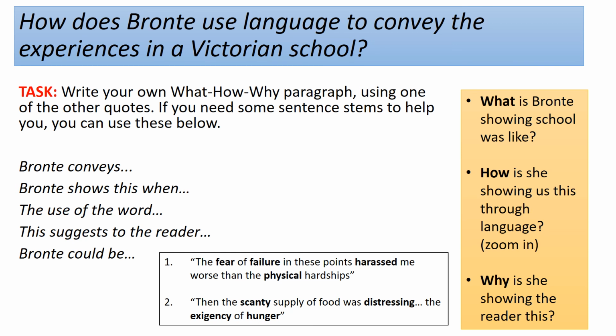Try to give lots of detail if you can, especially in that how part. Try to talk about 2, maybe even 3 key words, their connotations, and then think about what Bronte is trying to suggest to the reader as a result of that. If you pause your video now, I would probably spend at least 10 minutes writing a really detailed paragraph explaining as much as you can about Bronte's use of language to show us those experiences in a Victorian school.